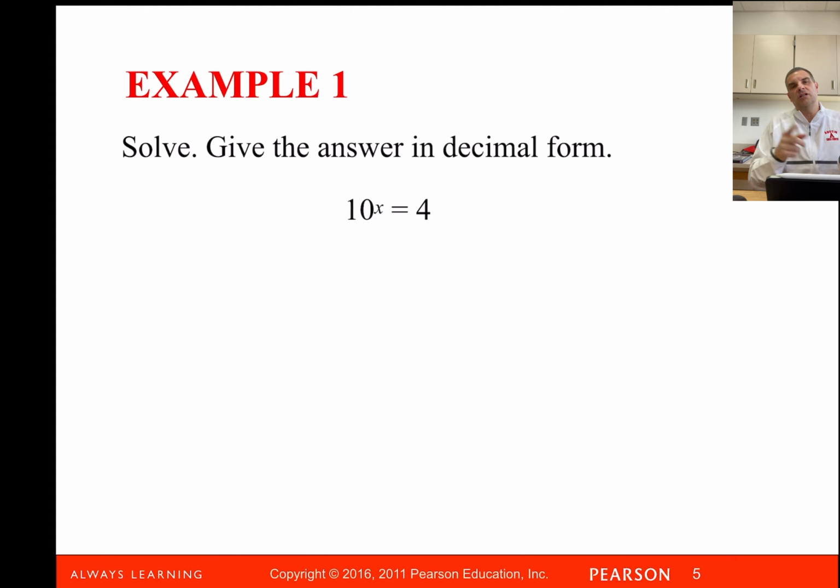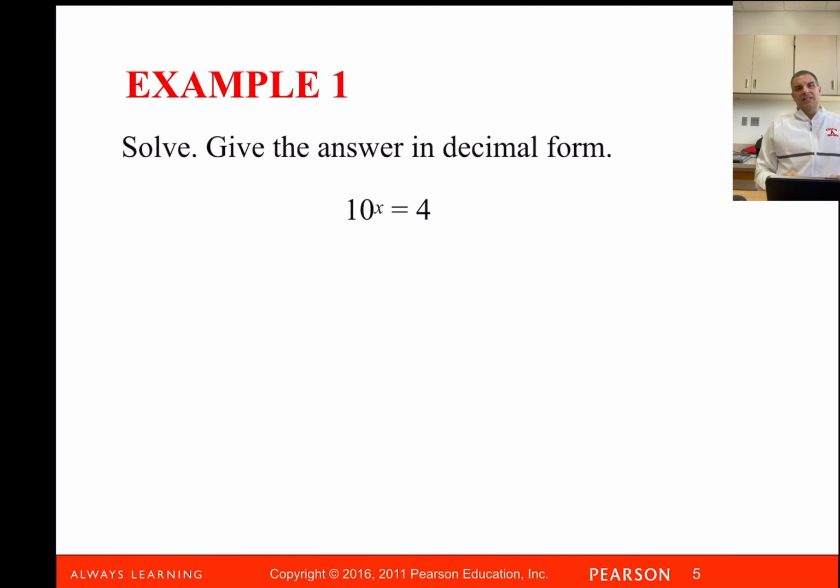In order to solve these, you need to put it in the other one. So if it's in exponential form, in order to solve it, we want to write it in logarithmic form. That's why the first few lessons in this chapter were so important, being able to convert them. If it's in logarithmic form, you're going to write it in exponential form. We do the inverses to help us solve it.